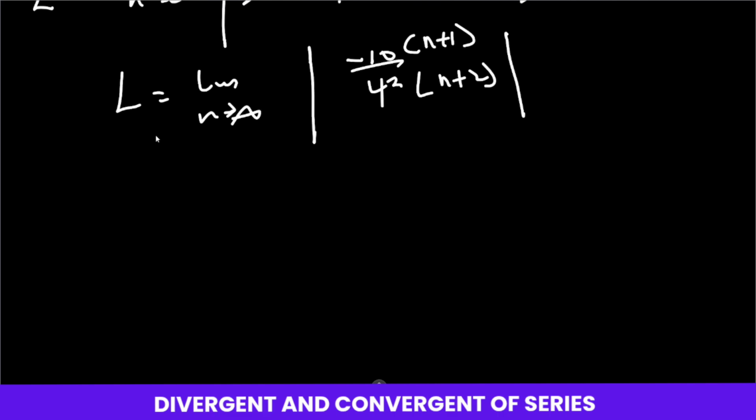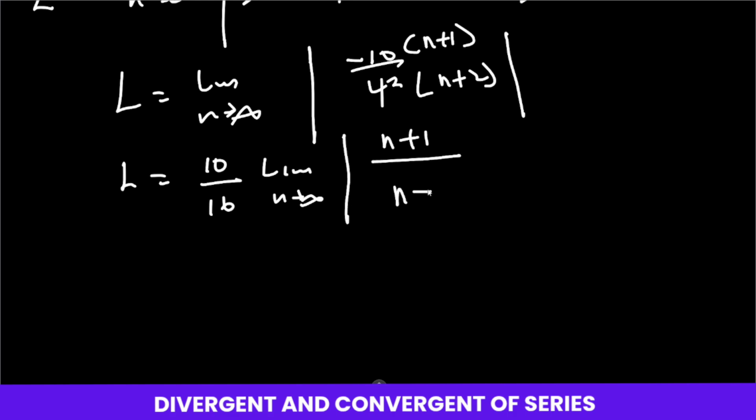So if that is the case, then we can say L is equal to, let's take the absolute form of this and bring this one at the back. Absolute form means that we are going to get a positive number. That will give us 10 over 4 squared, that's 16, times the limit as n approaches infinity of (n+1) over (n+2). In fact, I'm not bringing the absolute value again. I've taken it already. There we have it.